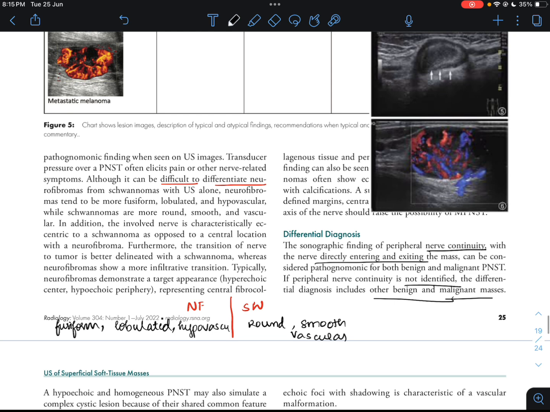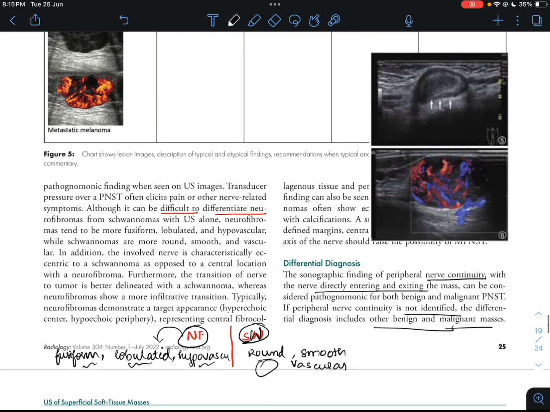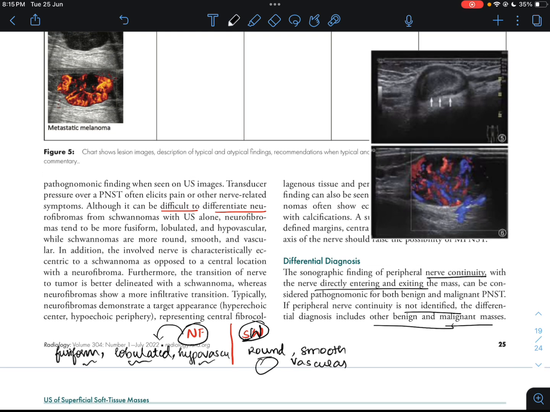And as I already said, it is difficult to differentiate on ultrasound alone. So there are some features which are more towards neurofibroma and some towards schwannoma on ultrasound. Neurofibromas are usually fusiform, lobulated and hypovascular, whereas schwannomas will have smooth margins and they are more vascular. And they'll be round in shape. Here we can see a well defined lesion with a peripheral halo and showing increased vascularity.